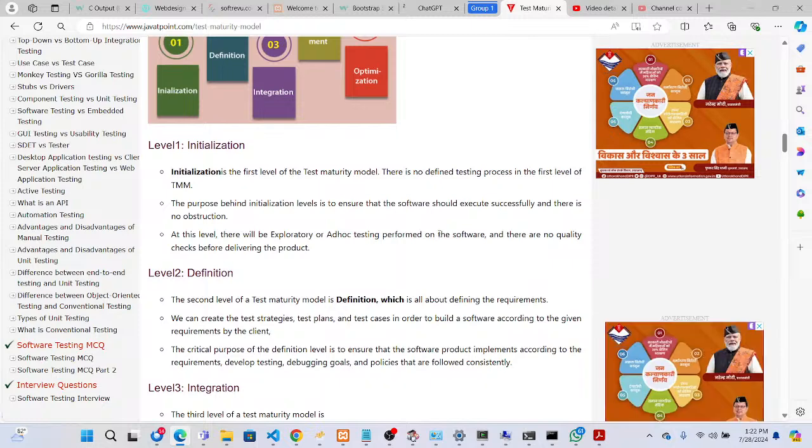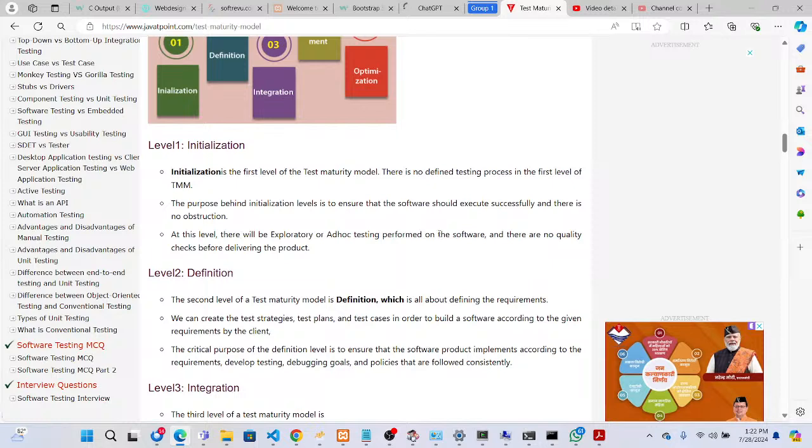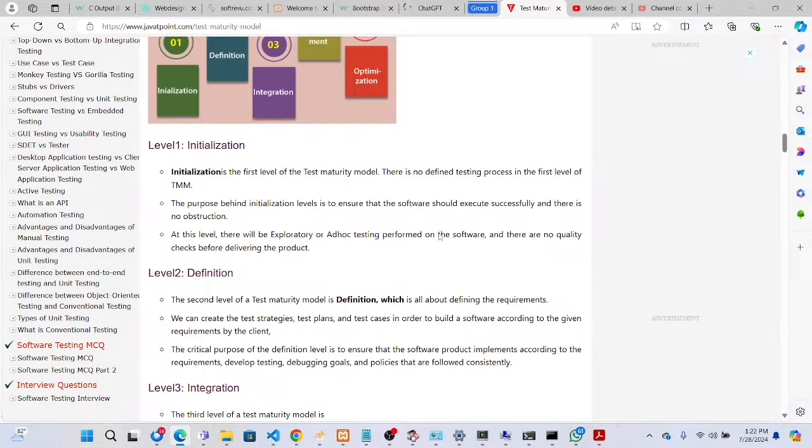So level 2 is the definition. The second level of the test maturity model is the definition, which is all about defining the requirements. Okay, we can create the strategies. There is a test plan and test cases in order to build the software according to the requirements given by the client. The critical purpose of the definition level is to ensure that the software product is implemented according to the requirements, to develop testing and debugging goals, and then the policies that are followed.